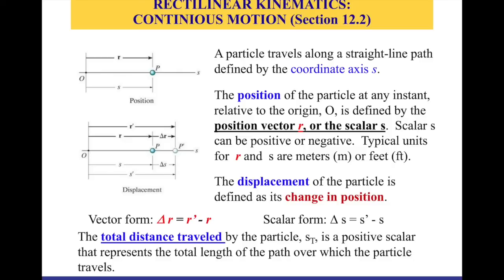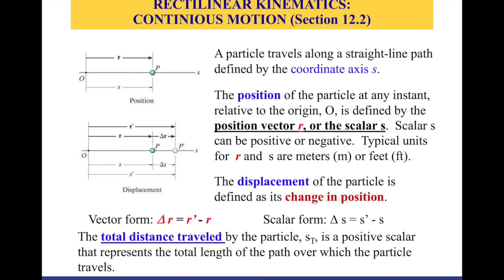However, the total distance traveled by a particle is given the symbol s_T, and it's always a positive scalar. Your displacement could be positive or negative, but your total distance traveled should always be a positive scalar, and it represents the total length of the path over which the particle actually travels. We're going to solve problems to show how that is calculated.